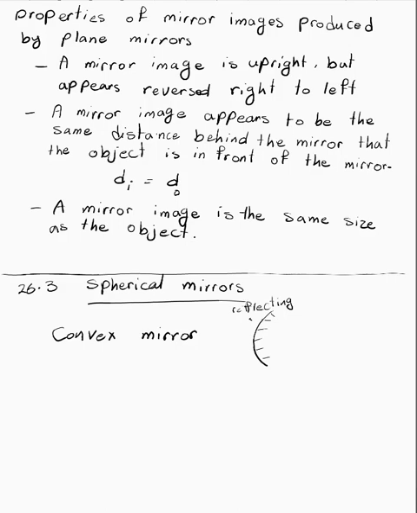Now, if it is the opposite, if the inside surface is reflecting, so it has this shape, where this is the back of the mirror and here is the reflecting surface, then we call this a concave mirror. No matter if the mirror is convex or concave, we always define two quantities in order to see how the image is formed in these types of mirrors.